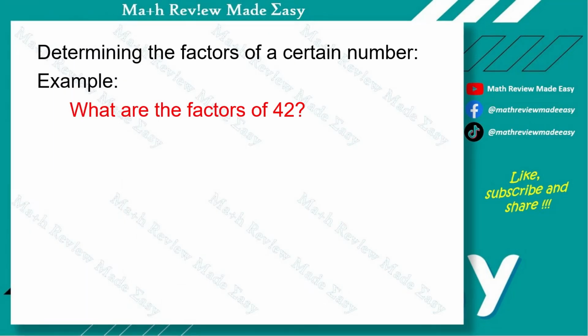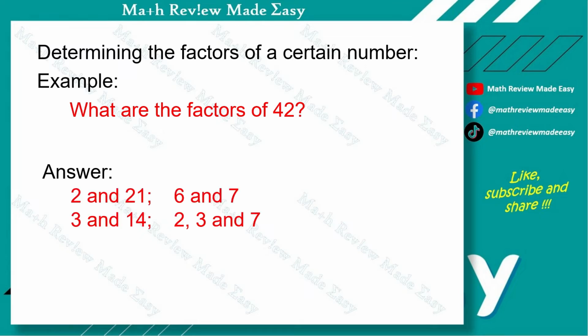Again, how about naman pag factors? For example, what are the factors of 42? So, sagot natin, the factors of 42 can be 2 and 21, 3 and 14, 6 and 7, or it can be 2, 3, and 7 kung gusto natin kunin yung pinaka-prime factor ng 42. So, kung mapapansin nyo, pag minultiply natin yung magkakapares na numbers, ang resulta niyan ay 42. Nabanggit ko na rin yung prime factor.